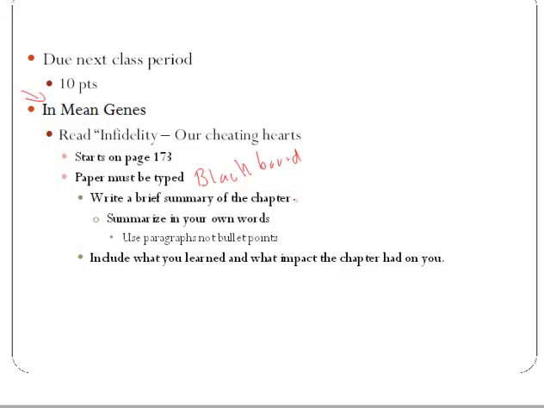Write a brief summary of the chapter. So go through the chapter and write a summary of the chapter. Make sure it's in your own words and full paragraphs, not just bullet points listing what's going on. That's about half the points, the summary. The other half of the points is to include what you learned. What did you learn? What impact did it have on you? And that's where you're going to get your other half of the points out of this assignment. Submit that on Blackboard, and that's due on Tuesday.